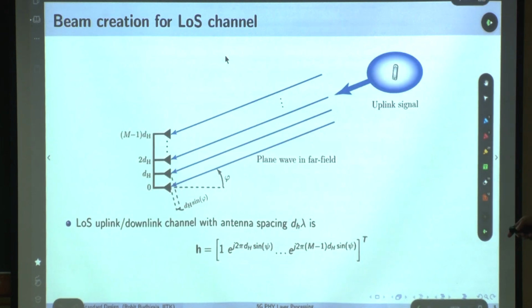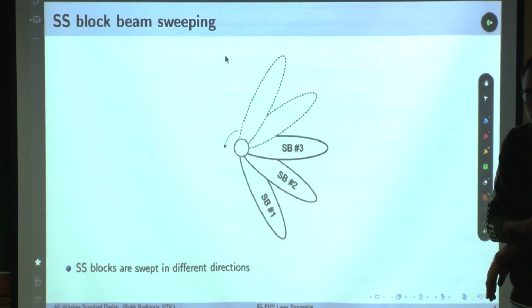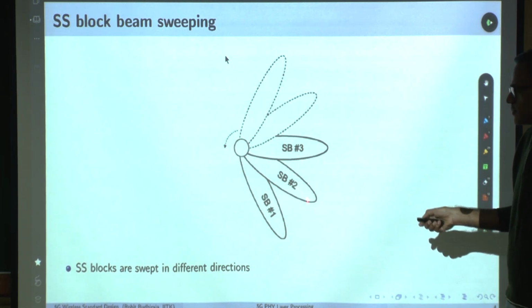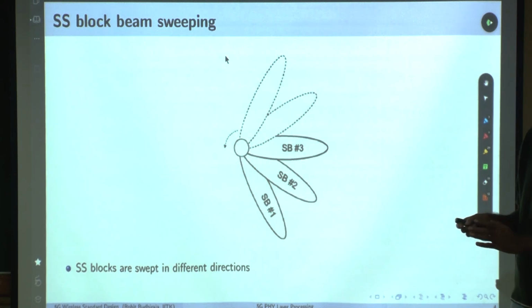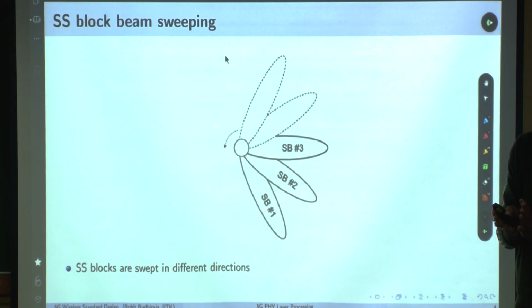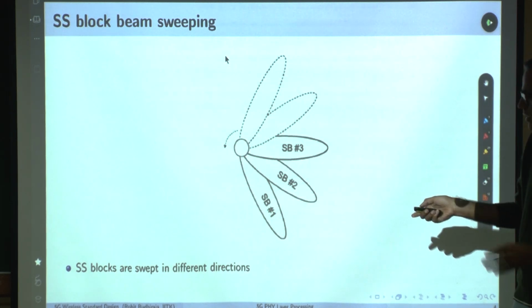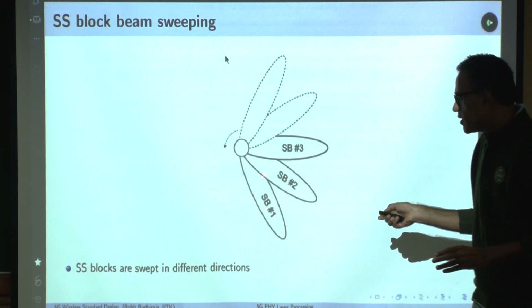Now, before I tell you how the user creates this beam in a different direction, and the base station creates its beam in a different direction, we are looking at this line of sight channel. I'll just tell you how these beams are created in different directions. Because how will this beam be created?